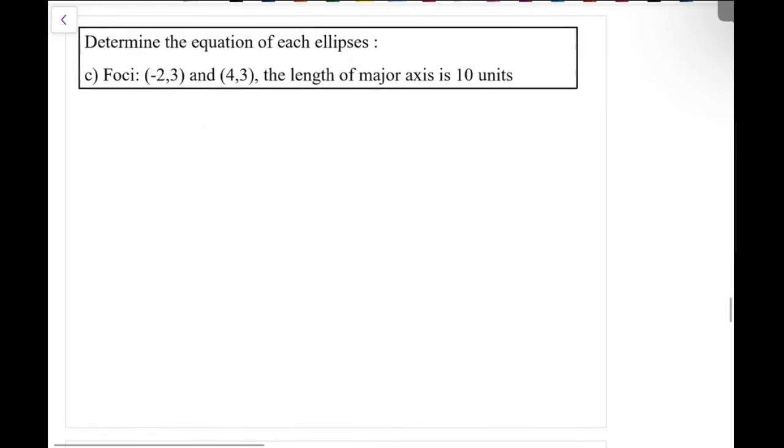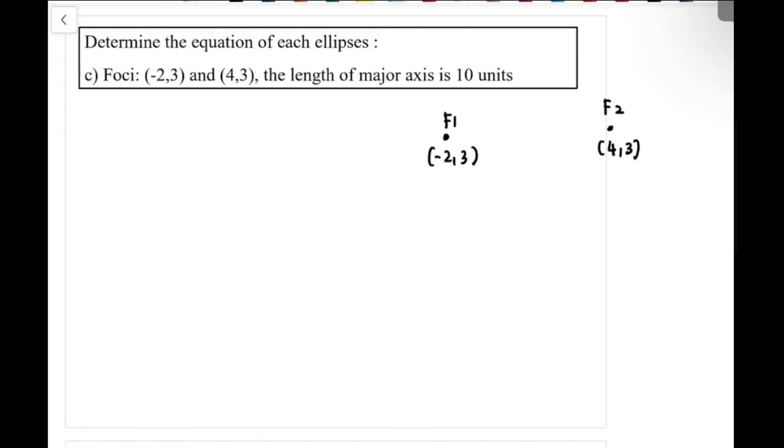Okay, next situation. We have foci at negative 2, 3 and 4, 3. Once again, try to plot the points. The first one is negative 2, 3. Another one, change the x coordinate. So now we know our foci lie on the A axis.